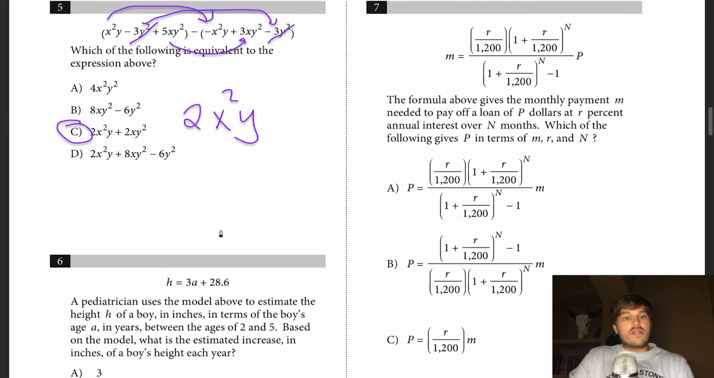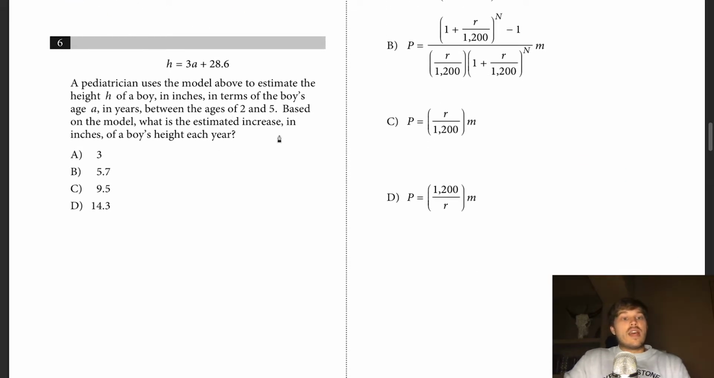Okay, number 6. What's this one saying? It says, based on this model, what is the estimated increase in inches of a boy's height each year? Each year, okay? Where A is the number of years. Well, you have to start at some length. You don't start at 0. So this is where we begin, and then we grow 3 inches each year according to this function. So this answer is A.